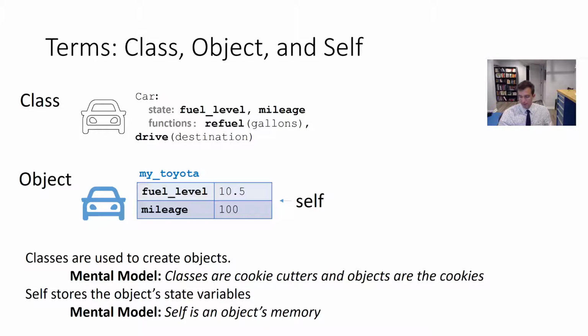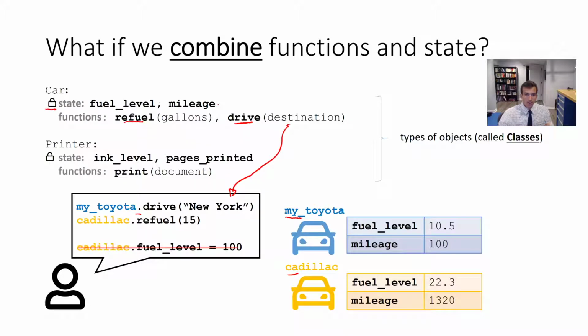Okay, so we need to set up some terms here. The idea of a class, an object, and self. So in the previous slide, we just talked at a conceptual level. Let's go back to that idea. At the top of that slide, notice that I had the definitions of cars and printers. And at the bottom of this slide, in the colors, I actually had instances of cars below. Okay?